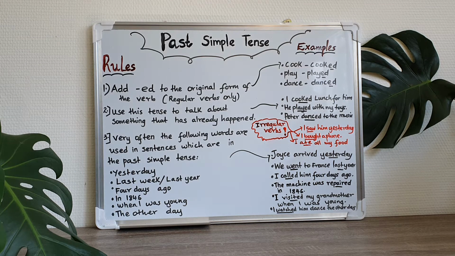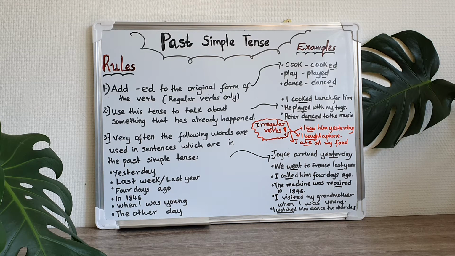Another one is bought. The original form of the verb is buy. In the past tense, it becomes bought. Buy, bought. And then you have eat. I ate all my food. In the original form of the verb, it is eat. When you change that to the past simple tense, it becomes ate. So rule number 1 only applies to regular verbs. And regular verbs are verbs which end with ed in the past tense.